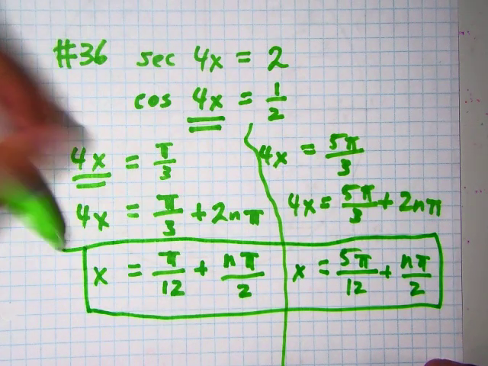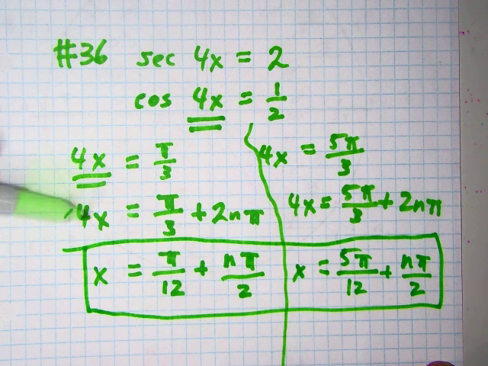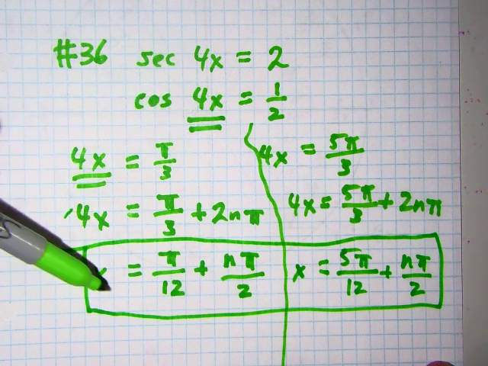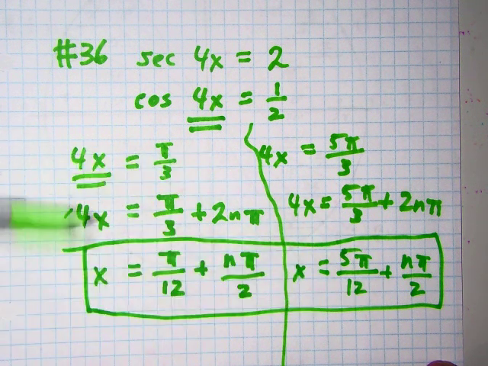So it's similar answers to what we did before, but you can see how to deal with the 4 inside the cosine. All we did is we divided everything by 4. So that's that last step there.